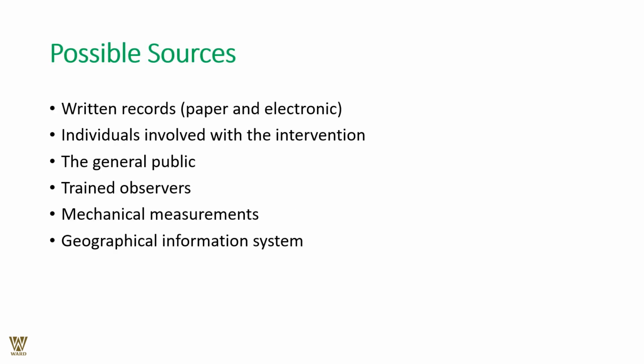Possible sources, what are they? First and foremost is the written record. Then individuals involved with the intervention, the general public, the trained observer, the mechanical measurements, and the geographical information system, or the GIS, as we say. For the geographical information system, there is a mandatory requirement. Every place has its own ethos, own culture, own vibrancy altogether. That needs to be understated. That needs not to be overstated either. It has to be neutral when you talk about it. Possible sources should give you information right at the source point where you collect the data per se.